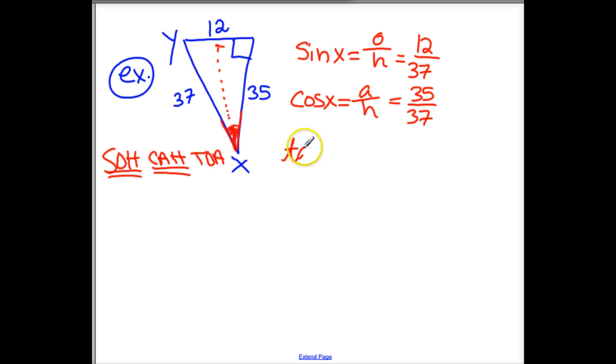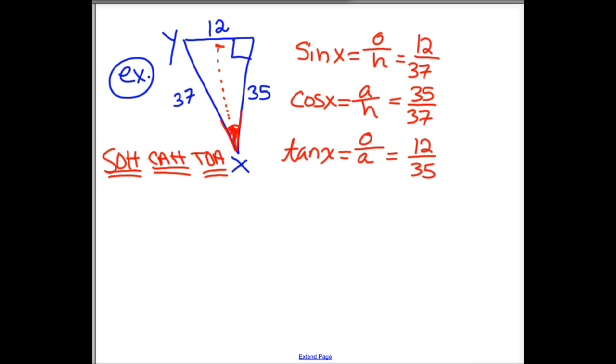How about the tangent of angle x? I would set up TOA, opposite over adjacent. So again, I'm looking at angle x. I'm heading across to the opposite side, which is 12. I'm going right next door to the adjacent side, which is 35. And those are what I would call my three trig ratios for angle x.